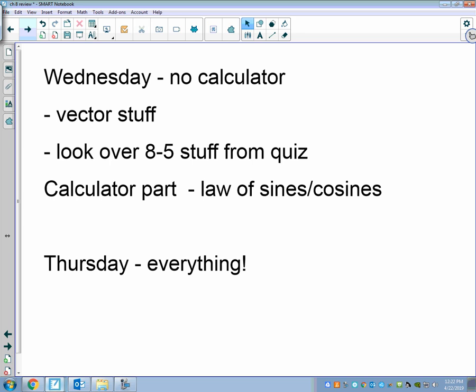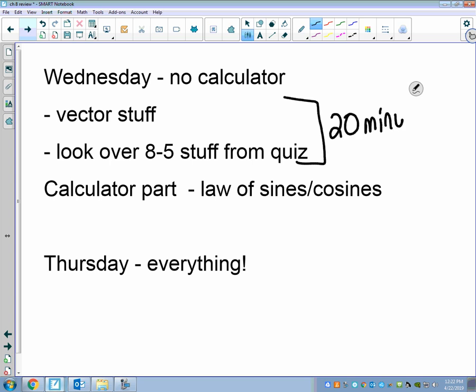So tomorrow we'll do the no calculator part. The no calculator part says 20 minutes, okay? So you're not going to have the whole hour to do this. And it is vector stuff, like adding and subtracting, multiplying, unit vector, magnitude, just like what I gave you on the review. And also look over the stuff on the quiz where you had to do like multiply and divide and de Moivre's theorem. It will be without a calculator, but that means it's doable, okay?